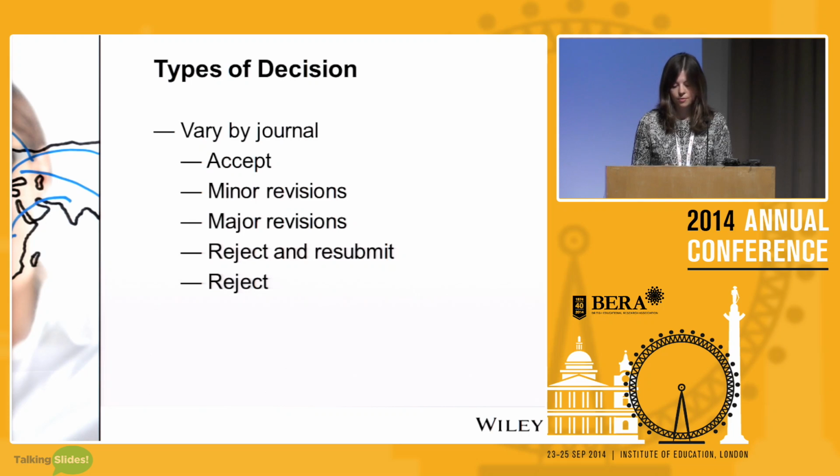So then, types of decision. They vary by journal, but the general broad strokes are accept, and please don't be disheartened if accept isn't the answer you get. It's so rare that a pure accept is given. Generally, we see minor revisions, major revisions, which can also be called conditional accept. In other words, if you make these changes, you will have a place in this journal. And reject and resubmit, which means not all hope is lost, and reject, which is that your paper does not fit this journal.